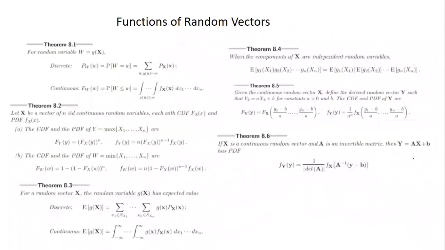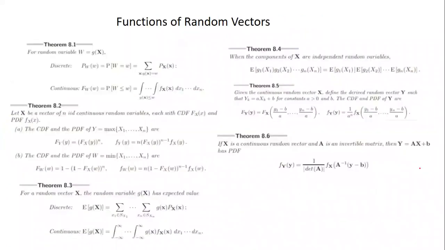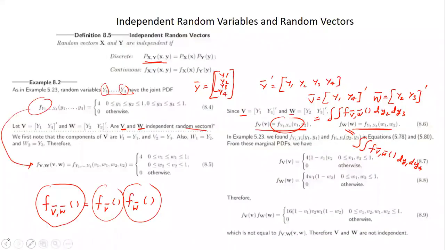Okay, and for this one, we have to integrate again F of V, W, the integration here, I'm sorry, dy1 and dy4. Okay, so when we integrate this, we simply get joint CDF of V and joint CDF of W, and the multiplication can be found here. And then since the multiplication of these two, so this one, is not equal to this one, then the random vectors W and V are not independent.